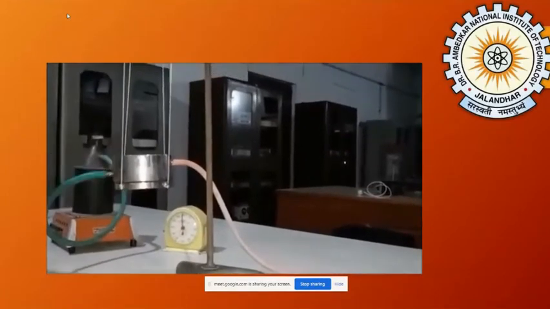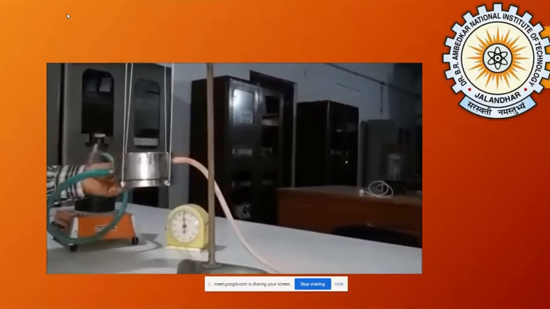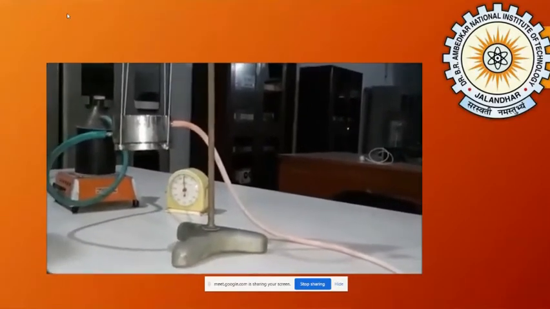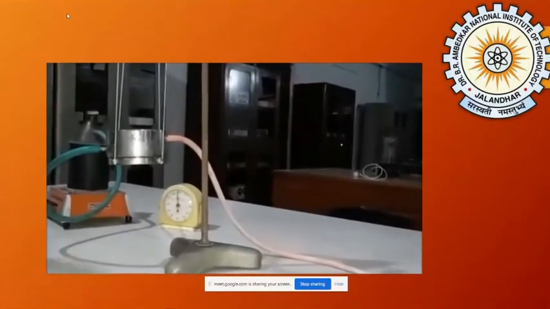Now we'll use a thermometer and put it in the hole drilled in the leach disc, and the other thermometer we'll place in a hole drilled in the hollow cylinder. These thermometers we'll use for noting down the temperature. We'll switch on the heater and let the water boil so that steam is produced.